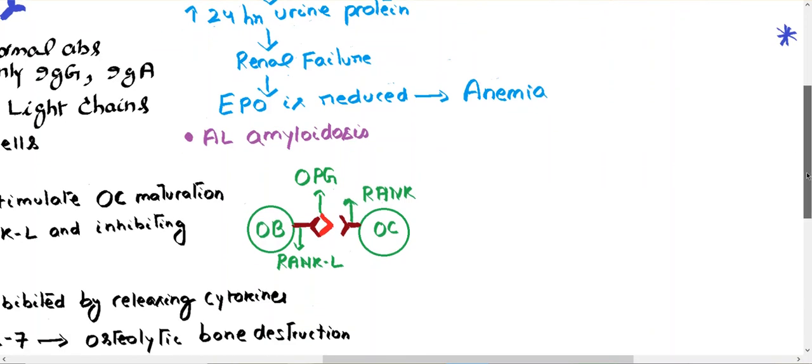And there is also AL type amyloidosis. In multiple myeloma, these light chains form insoluble fibrils, okay, and they get deposited in the tissue, and that will lead to AL type amyloidosis.